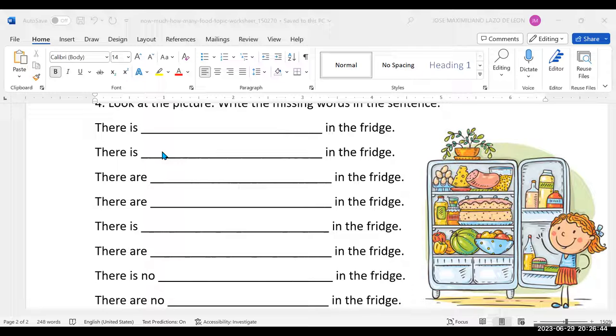Next one. There is a cake. There is a cake. Okay. Next. There are eggs. Eggs in the fridge. How many eggs do we have? 1, 2, 3, 4, 5, 6. Six eggs.